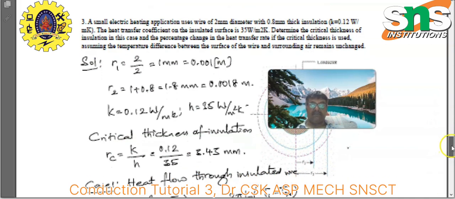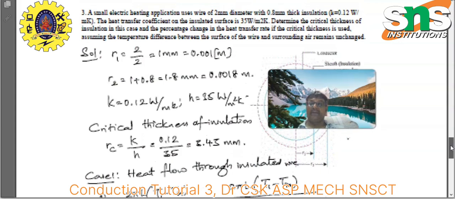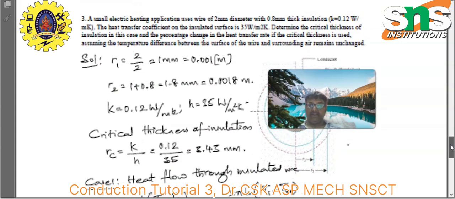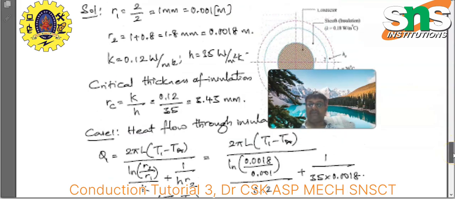Let me see the numerical now. The radius R1 is given by diameter 2 divided by 2, which is 1 mm, so 0.001 meter. And radius R2 is equal to 1 plus 0.8, because here this is the R1, this is the R2. We have to add the R1 plus the insulation thickness, which is 0.0018 meter. And thermal conductivity is 0.12 and heat transfer coefficient is 35.